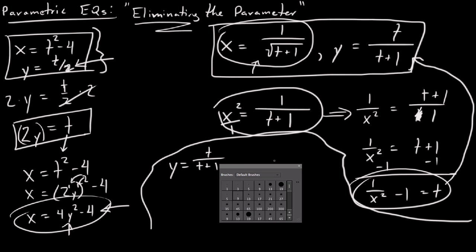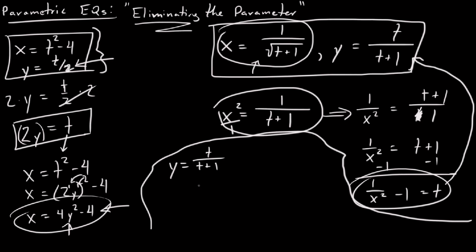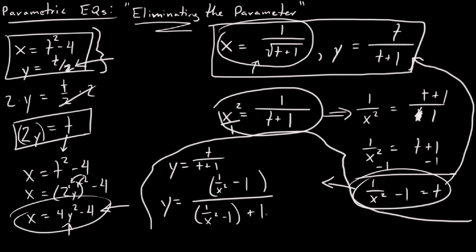But see, we have some information about t now. So we're going to say y is equal to, and in this case, we're substituting in for t, we're substituting in 1 over x squared minus 1. And down here, of course, in for t, the same value that we solved for, minus 1. And this is plus 1. Okay? So, a few things going on here.